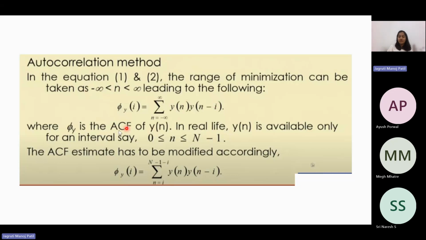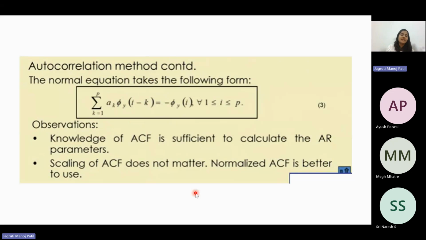When y of n is available only for a certain interval, say 0 to n minus 1, if you take from 0 it's n minus 1, and if you take from 1 it's n. The autocorrelation estimate has to be modified accordingly. If you index the values in a similar way, from i you have to do n minus 1 minus i over these values. If you manipulate this equation the way you did for autoregression, adding the autoregression coefficient over here, you can estimate the autoregression parameters by doing autocorrelation, because performing autoregression is kind of tricky in real-time data.